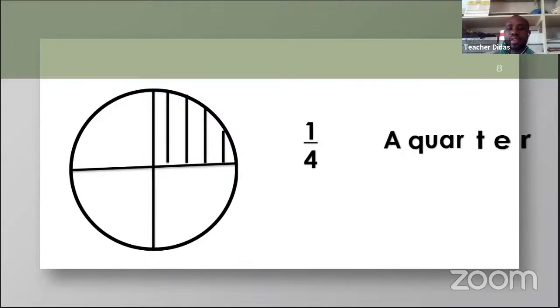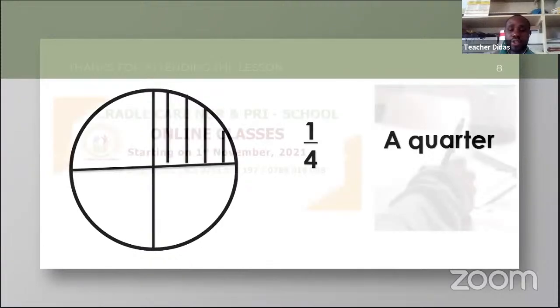Can you spell for us the word a quarter, Shanita? Q. Begin with A. A. Yes. Q. Yes. U, yes. A, yes. R, yes. T, yes. E, yes. R. Good, good, good.